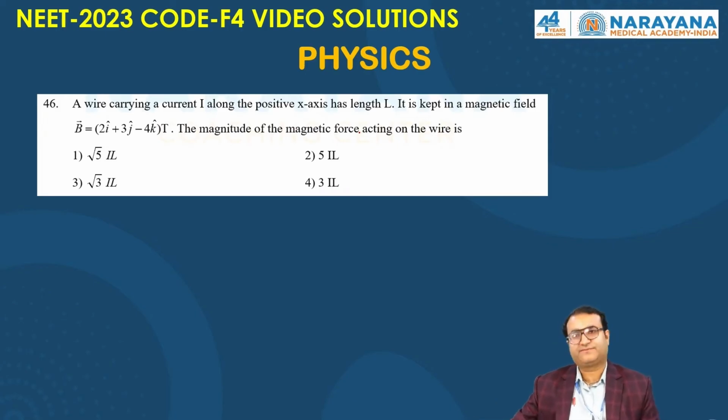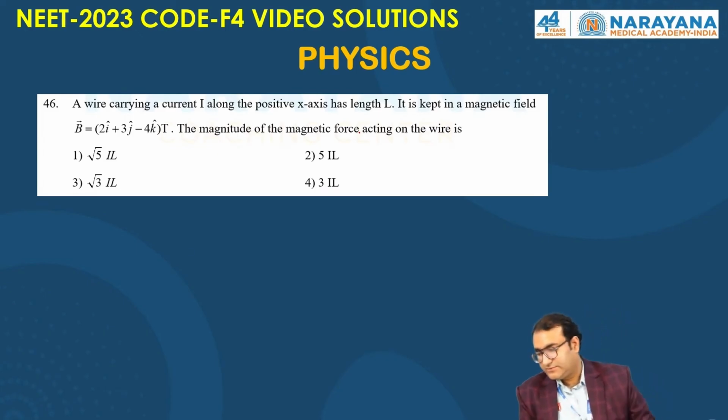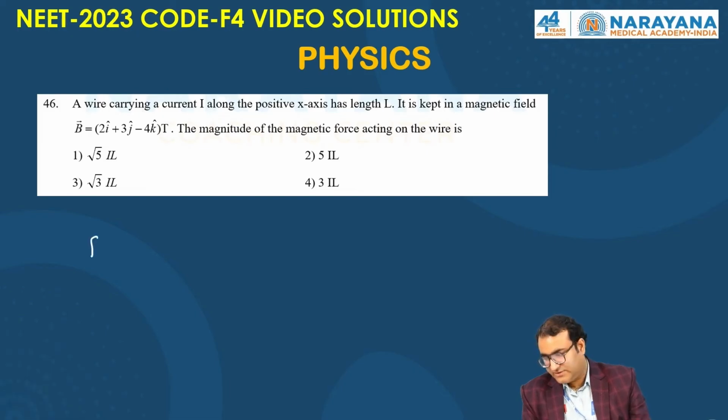Question number 46. A wire carrying current I along positive x-axis has length L. It is kept in a magnetic field. So the wire you can assume to be either 2i cap or minus 2i cap. Direction is not mentioned and we have to find the magnitude of force. So to find the magnitude of force we can use this formula. It is I L cross B.